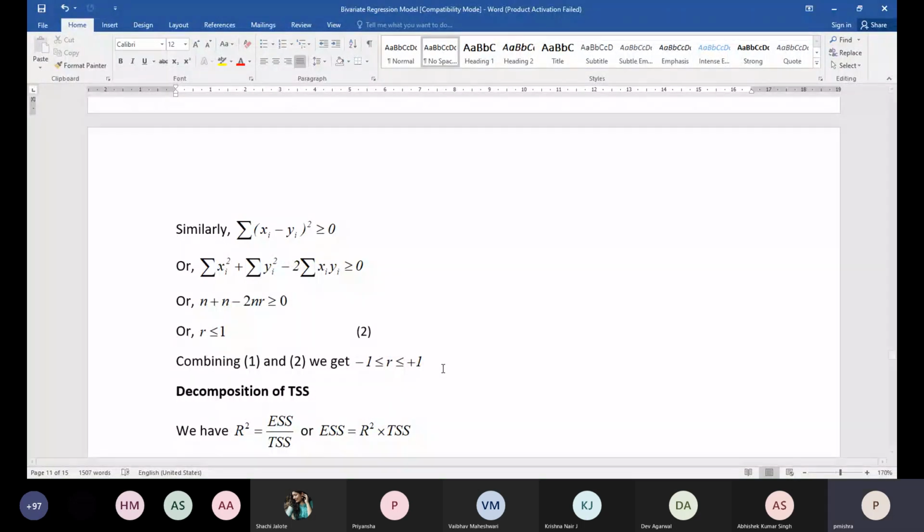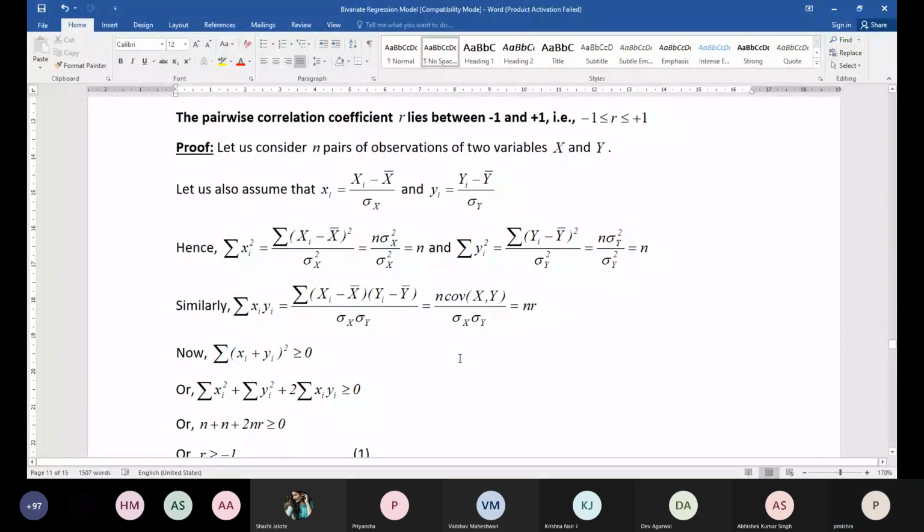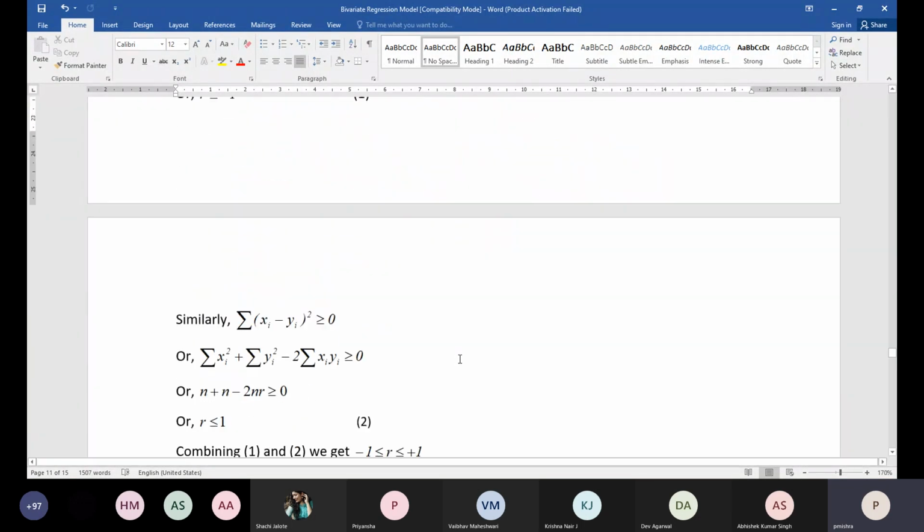Now, this pairwise correlation coefficient value is always restricted by -1 and +1. So we don't have any such restriction for the value of the regression coefficients.